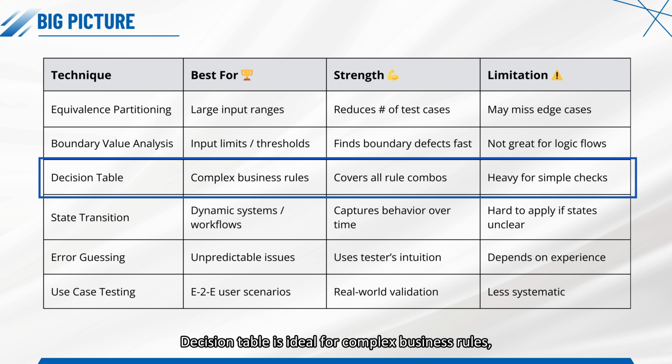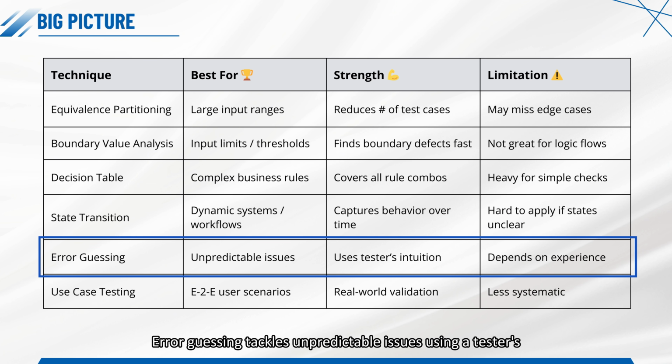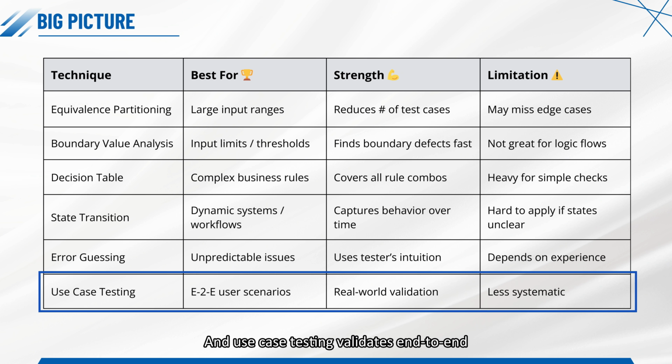Decision table is ideal for complex business rules, covering all rule combinations, yet it's overkill for simple checks. State transition works well for dynamic systems or workflows, capturing behavior over time, but if states are unclear, it's hard to apply. Error guessing tackles unpredictable issues using a tester's intuition, but it depends heavily on experience. And use case testing validates end-to-end user scenarios in the real world, though it's less systematic.